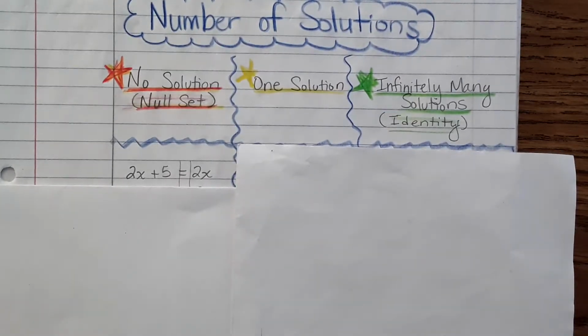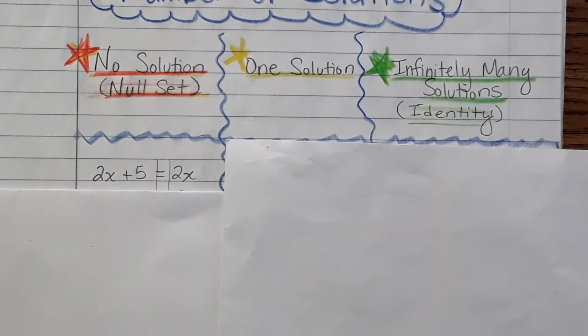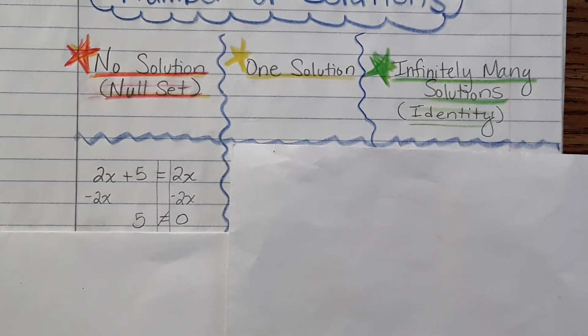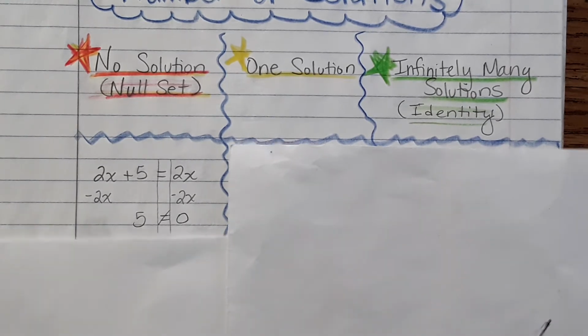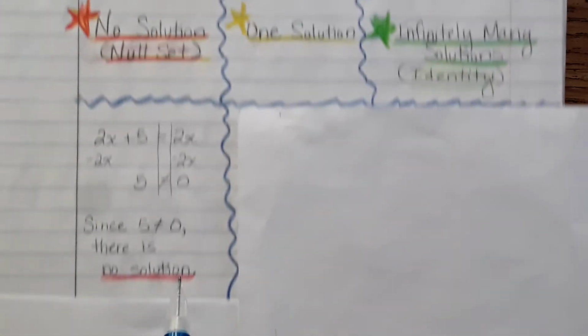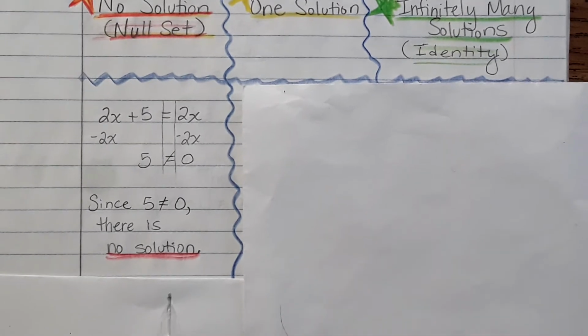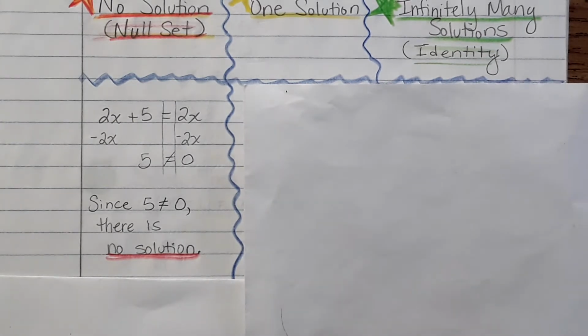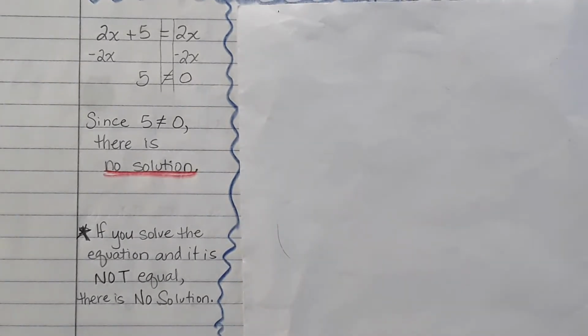An example of this, here's our equation. We see a variable on each side. I'm going to subtract 2x from each side, and I get 5 equals 0. Well, we know 5 does not equal 0. If we solve and the left side does not equal the right side, there is no solution. There is no value of x that we can substitute into this equation to make this equation true. That means we cannot make the left side equal the right side. That is null set.